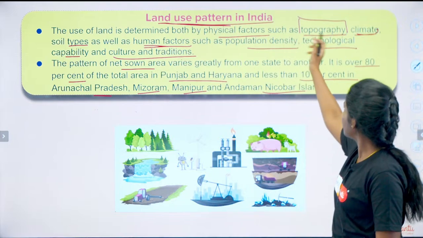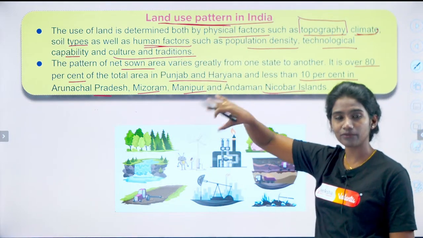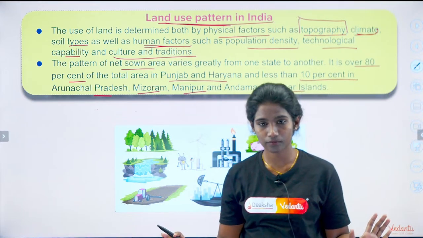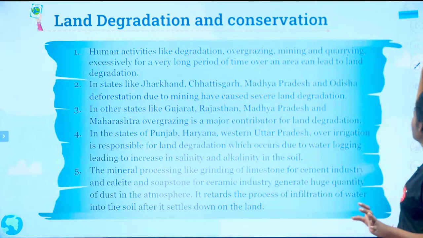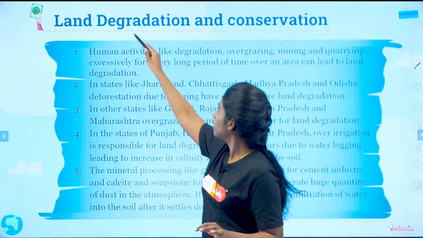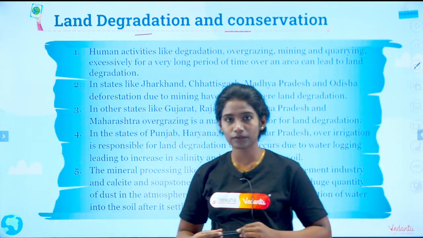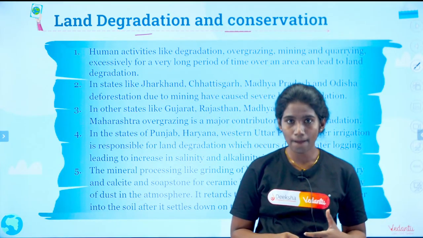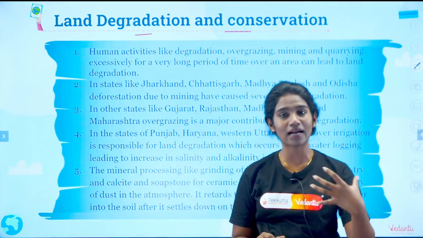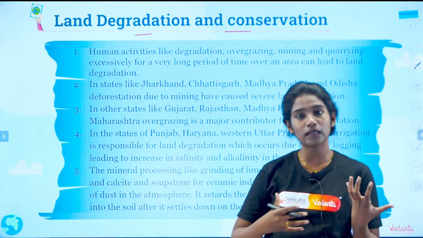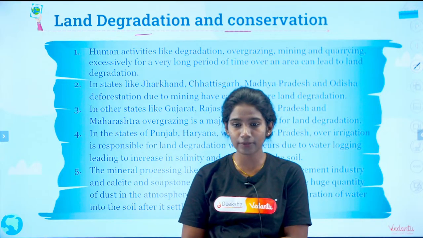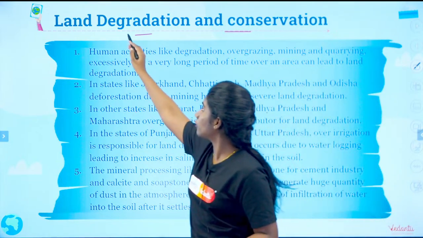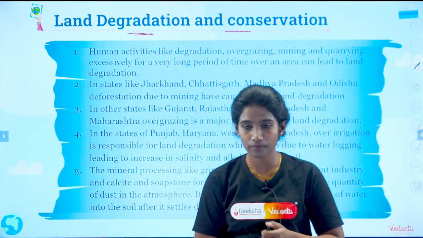So, with the help of these physical factors and human factors, we can identify for what purpose the land is used in a particular region. Okay, clear with that? Fine. Now, the problem is that we human beings utilize land, which is also a natural resource. But because of too much human activity and too many natural forces, it leads to the degradation of the land.